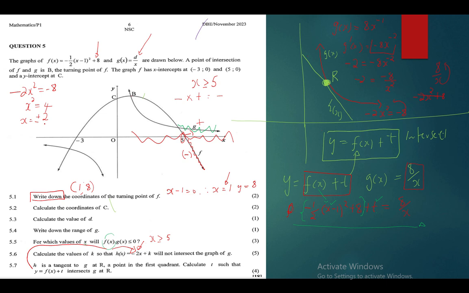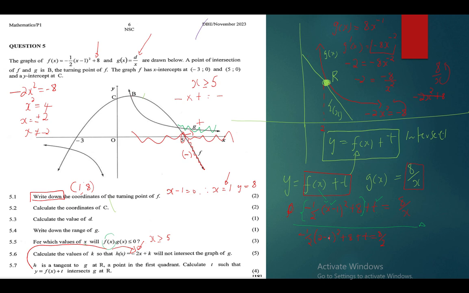x can be 2 or negative 2, but they said it is in the first quadrant. Thank God. In the first quadrant, at the point of intersection, x has to be positive. So x cannot be negative 2. So these functions intersect where x is 2. It means I will go now and say minus half times (2 minus 1) squared plus 8 plus t equals 8 over 2. Remember x is 2. Then you start solving for t.